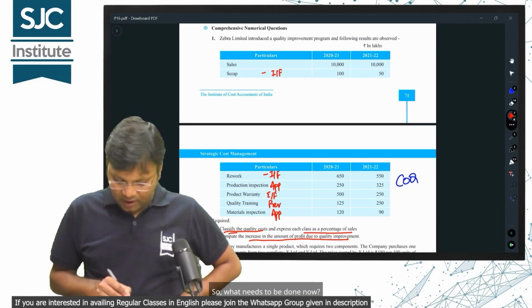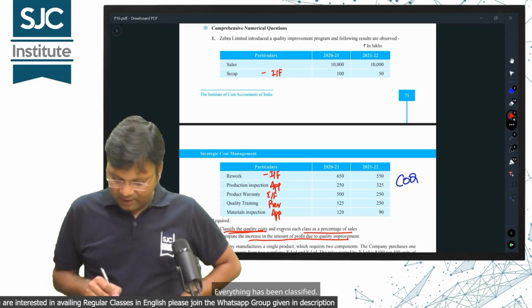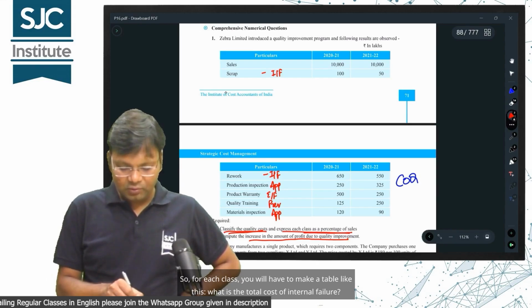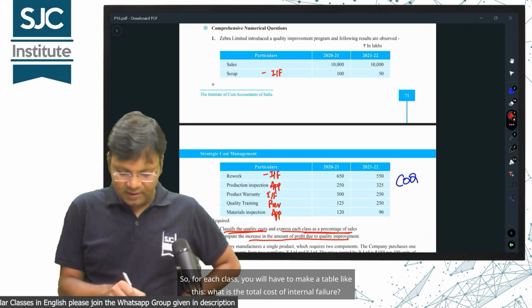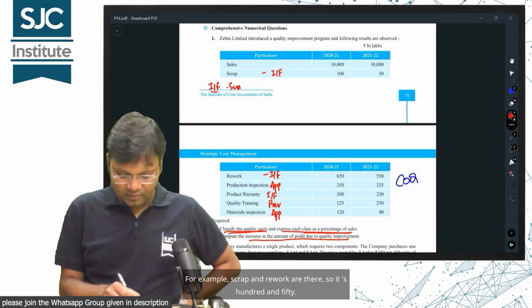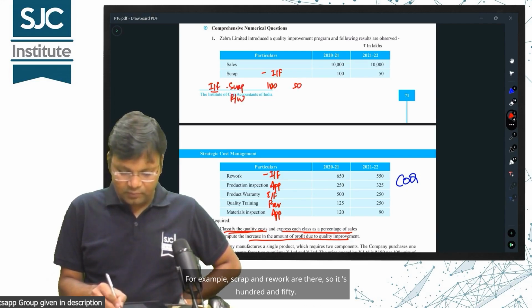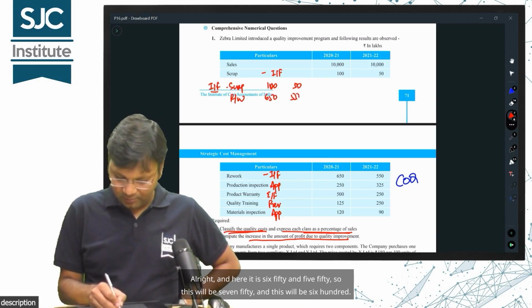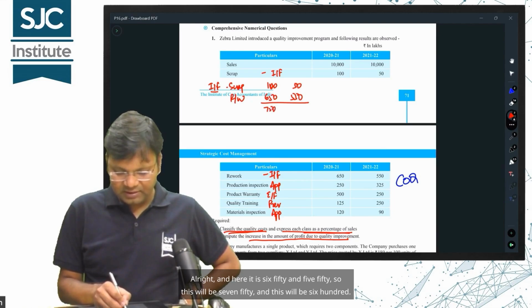So, what needs to be done now? Everything has been classified. Now, express each class as a percent of sales. So, for each class, you will have to make a table like this. What is the total cost of internal failure? For example, scrap and rework are there, so it's 150. Alright, and here it is 650 and 550, so this will be 750 and this will be 600.